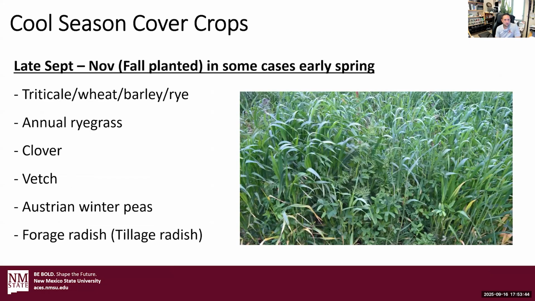All right, so now speaking into more specific, we'll go into some of these cool season cover crops and then back to the spring or the summer cover crop. So these cool season cover crops, best planted late September through November, depending on where you are within New Mexico or within the region. In some cases, you can get away with planting in early spring if you're much further north. And so some examples of those cool season cover crops, again, triticale, clover, vetch, forage or tillage radish are examples.